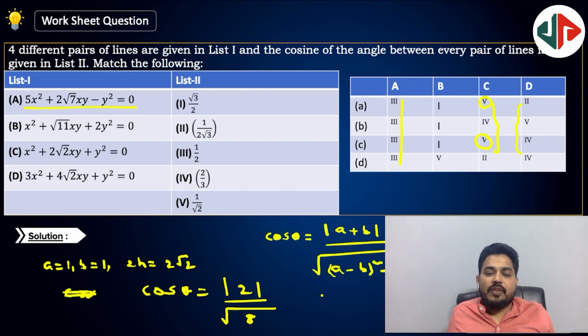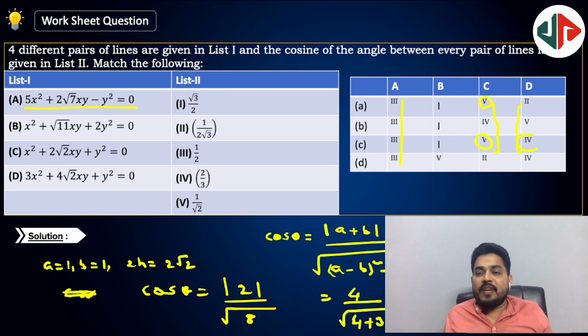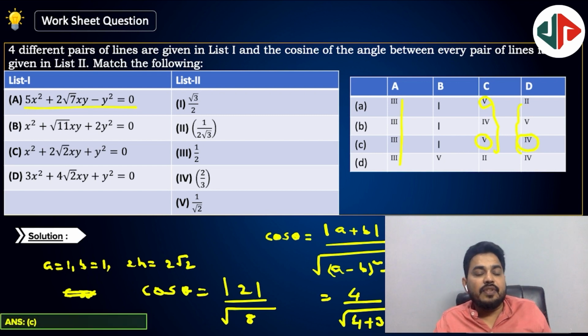Cos theta is equal to again a plus b, so that is 4, by square root of a minus b, 3 minus 1, 2 square, 4, plus 4 root 2 is 2h, whole square is 32. So here it is clearly equal to 4 by 6, 4 by 6 means 2 by 3. So this is the way. The correct answer for this one must be C. Okay. Moving to the next question.